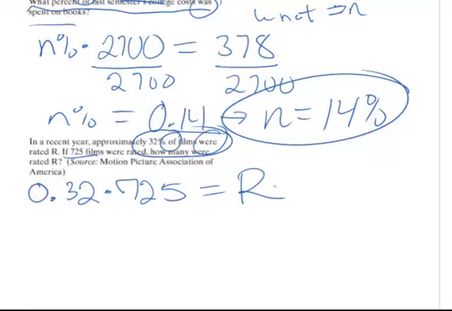So again, my letter R is already by itself. It's kind of like my letter N. I'm using R because we're talking about R-rated movies. All I'm going to do is multiply 0.32 times 725, and I'm coming up with 232 movies were rated R.